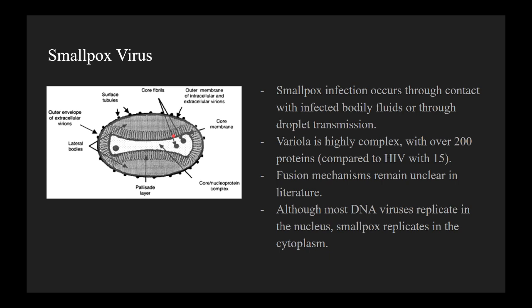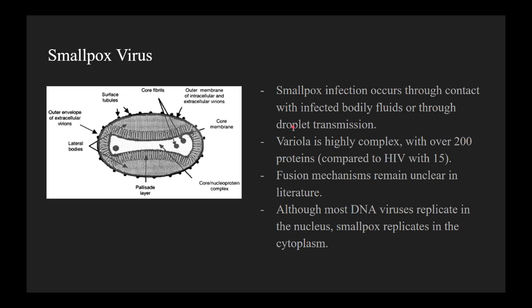So smallpox infection occurs through contact with infected bodily fluids. For example, if you've seen pictures of people with smallpox, they get these blister-like sores over their body, and those blisters release pus, so exposure to that pus can cause infection. Or you can get it through droplet transmission from sneezing, coughing, air sharing, etc.